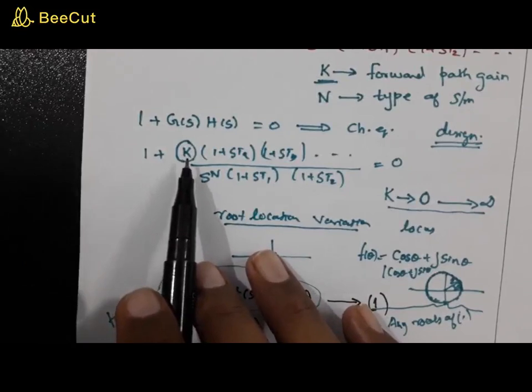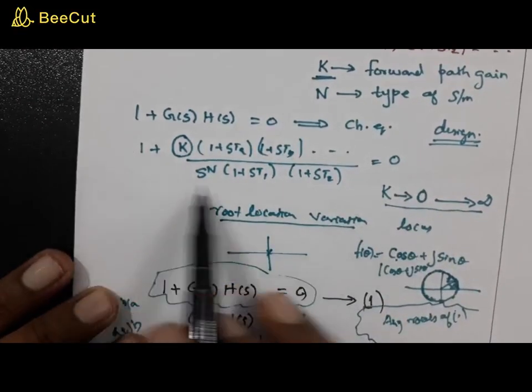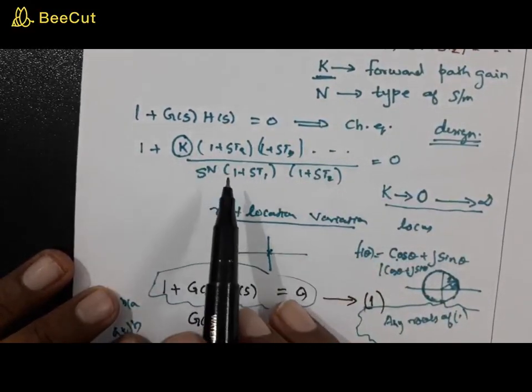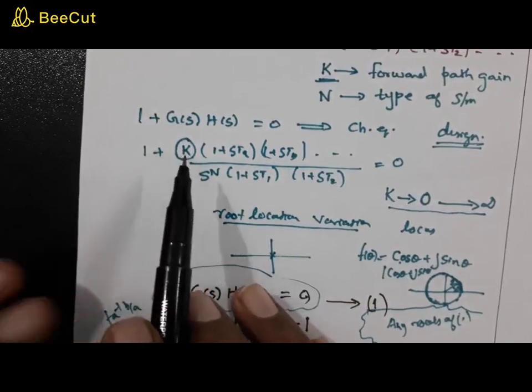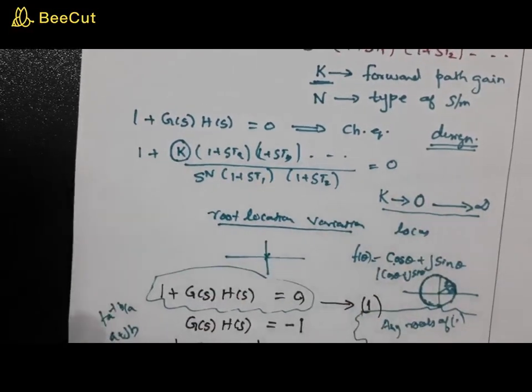Sorry, k is considered to be constant. Now what we are going to see is we have framed out this general equation for a characteristic equation, and we have seen that this k can be varied by the designer. So as k varies, the root location also varies.